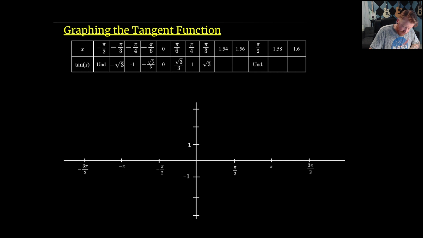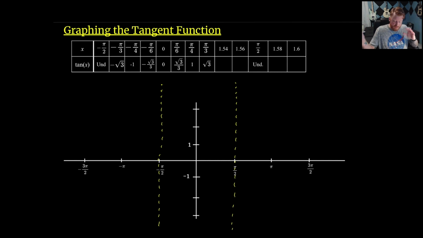But we know that at -pi halves we're going to be undefined, so I can put in a vertical asymptote there, and I can see at pi halves we're also going to be undefined, so I can put one in there. So here we have just a period of 1 pi that we're looking at. So we'll see that more as we go forward.